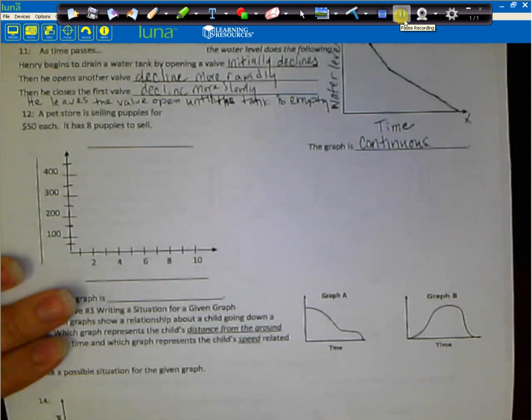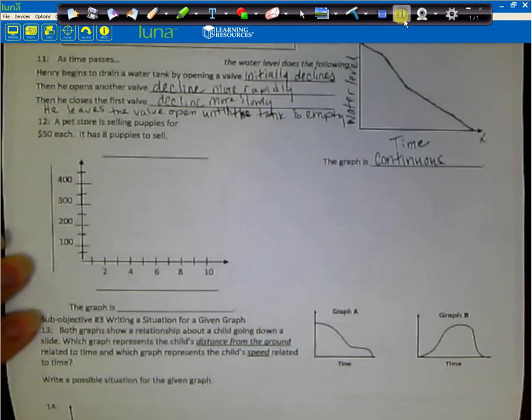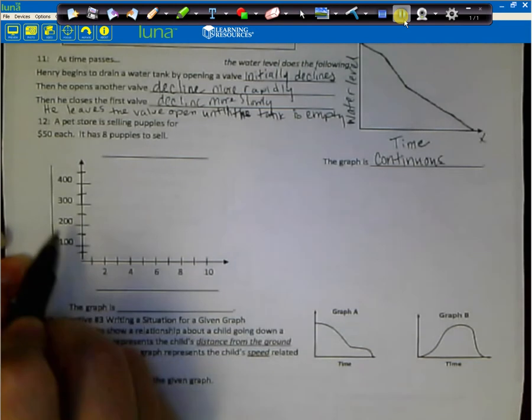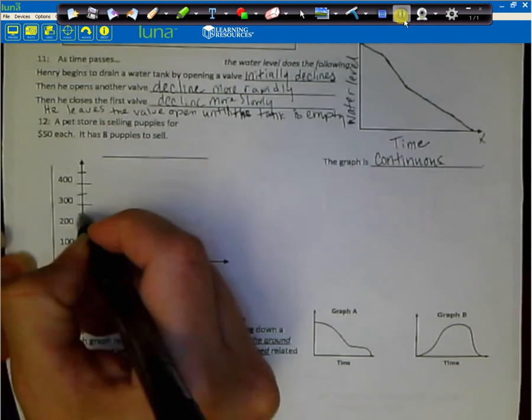Okay, so make sure that you have everything written down on number 11, and we're going to go ahead and look at number 12. It says a pet store is selling puppies for $50 each. It has 8 puppies to sell. So on your graph, we've already written in the 100, 200, 300, and 400 marks, and I want you to go in and put in these half marks here to show your 50s.